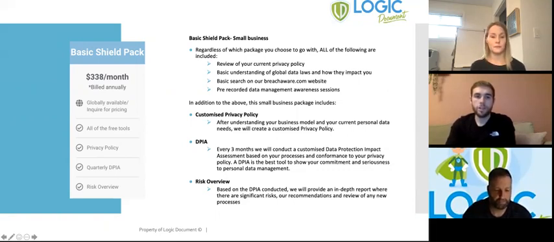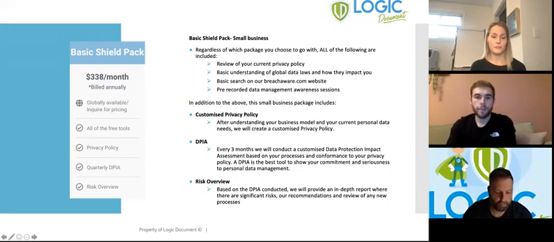It is $338 Canadian dollars a month, or £299 a month. And the basic Shield pack aims to look at small businesses. So what this pack provides is a customized privacy policy. After understanding your business model and your current personal data needs, we'll create a customized privacy policy.